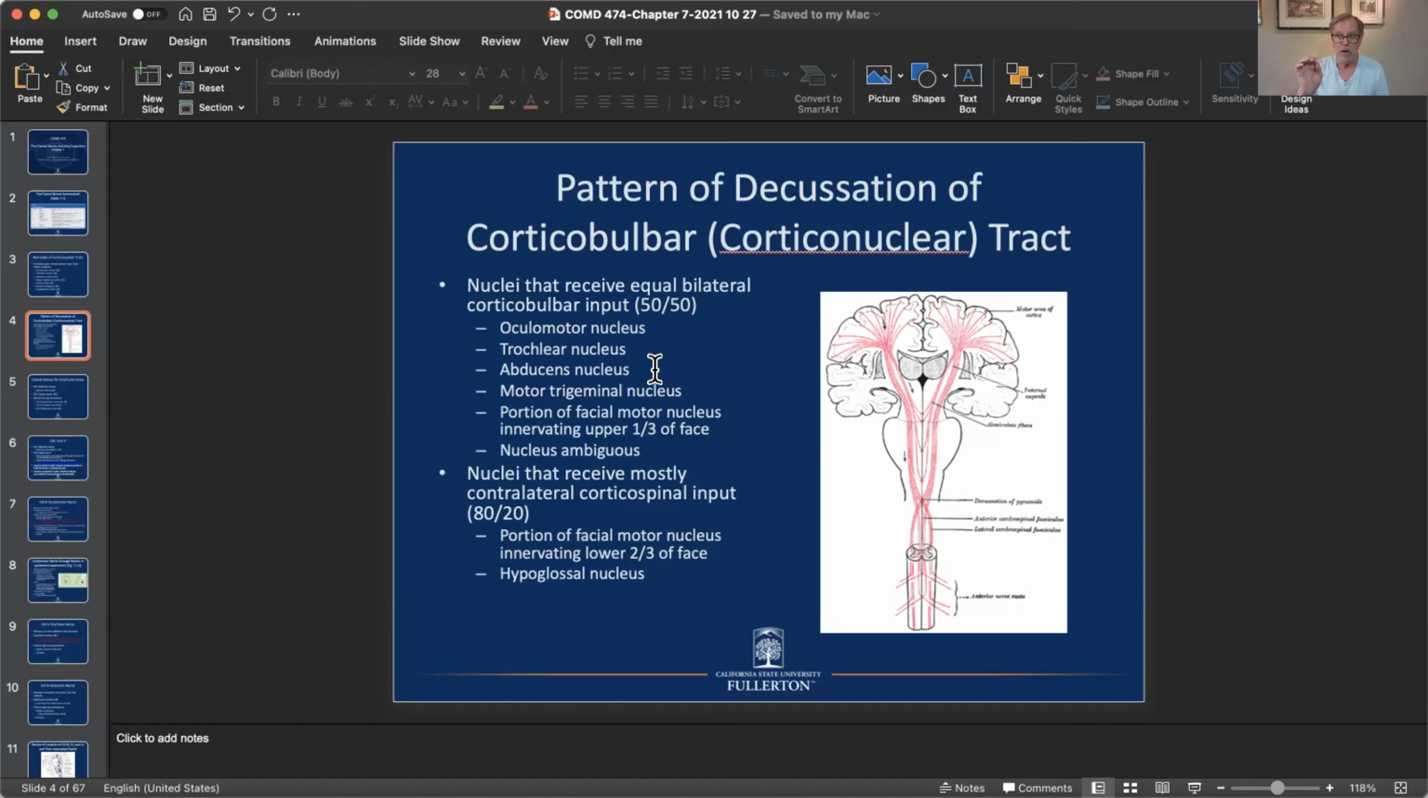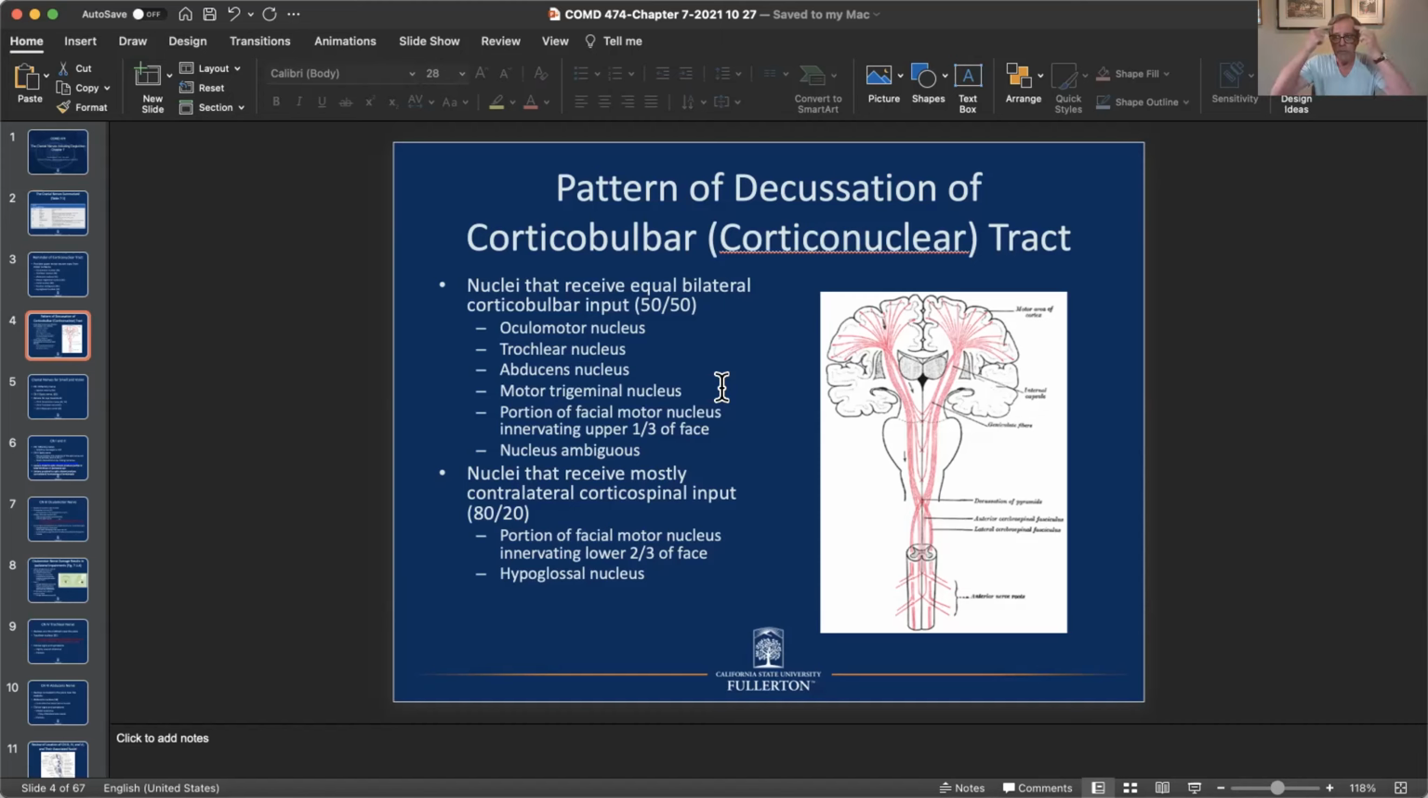Let me put them in a category. They move your eyes. Let me jump ahead to clinical implications. When you have a unilateral stroke that results in a contralateral weakness, eye movement is fine. You don't see anything because 50-50 input prevents them from having a weakness on one side. Then the motor trigeminal nucleus, which subserves, as we'll get into this, chewing muscles, you don't see anything from the stroke that causes the hemiparesis because they get 50% input from each of the two sides, and they have the protection of that.